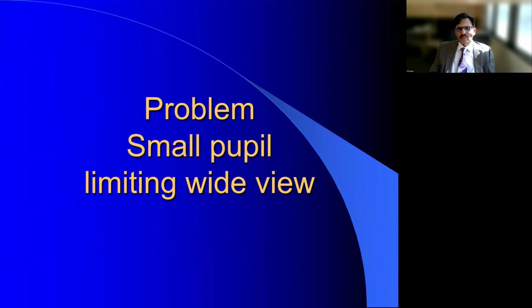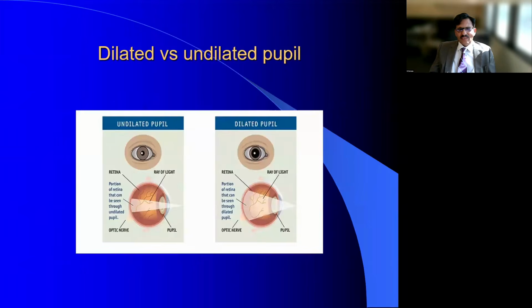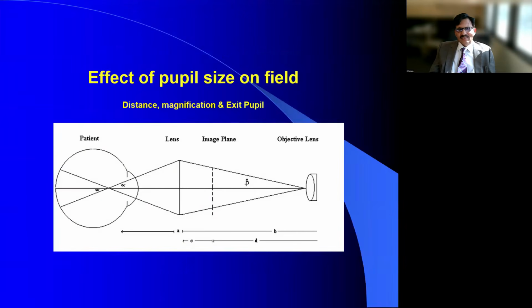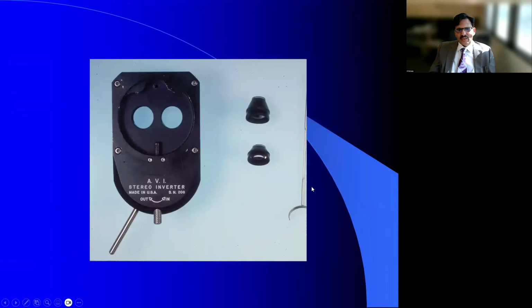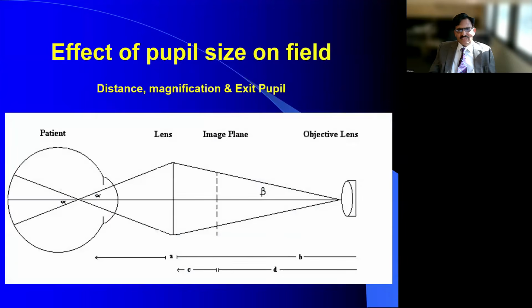As I said already, the problem is a small pupil limiting the wide view. What are the things that you can do? Undilated pupil, dilated pupil. As you can see here, the more dilated the pupil, the bigger the amount of light, common sense. So what is the effect of the size of the pupil? This is more of an optics question, but as you can see here, the bigger the pupil, the more you see.